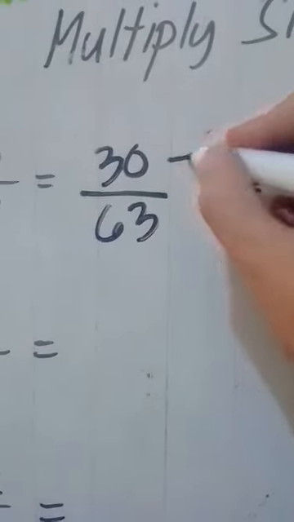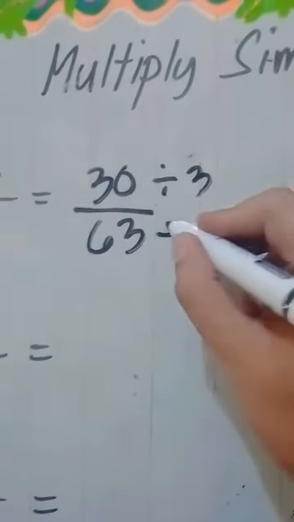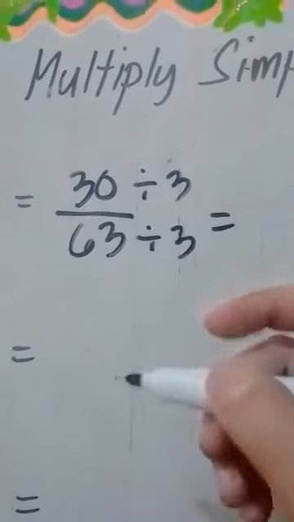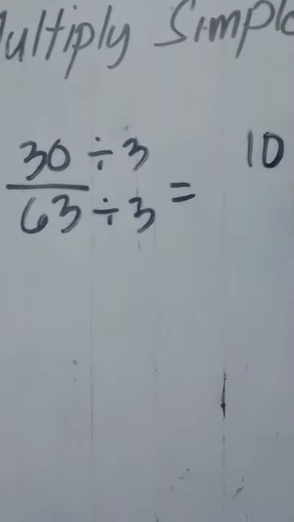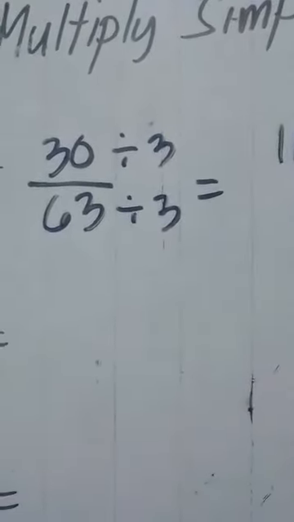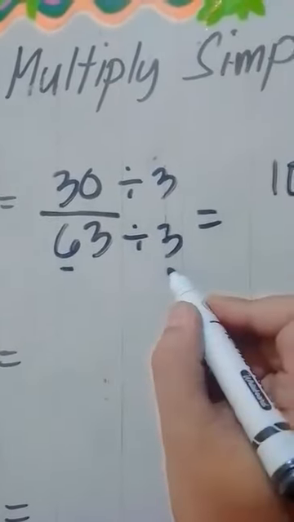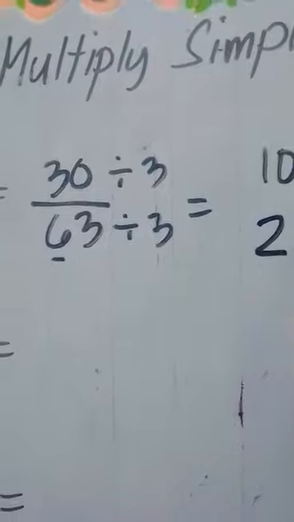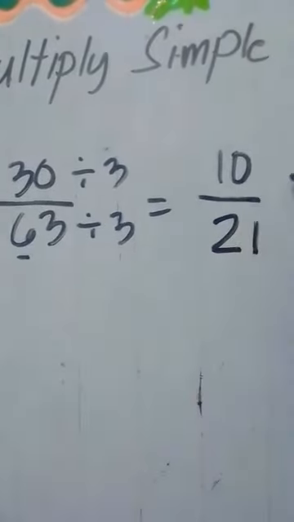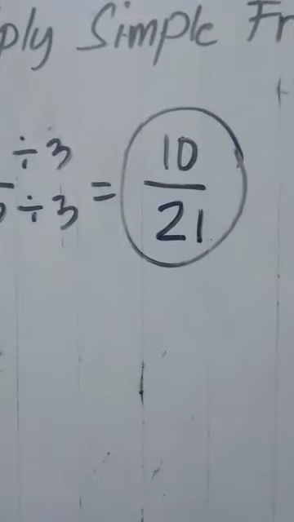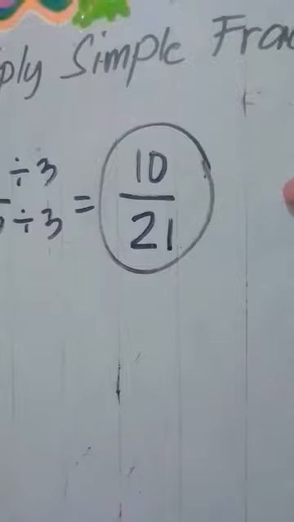Okay? So, 30 can be divided by 3, and 63 also. Okay? So, 30 divided by 3 equals 10. And 63 divided by 3 equals, sorry, 6 divided by 3 equals 2, then 3 divided by 3 equals 1. So, the answer is 10 over 21. So, this is the final answer.